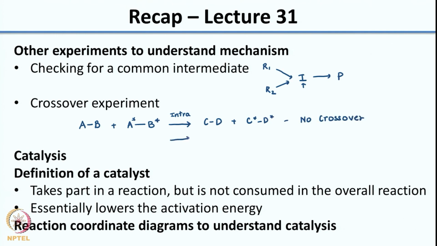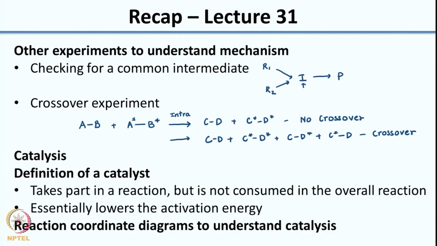The other situation is where it involves ionization or fragmentation. In that case, the products you get would be CD plus C star D star as before, but you also see what is called crossover. So, you will see CD star and C star D. So, you see crossover. We also looked at examples as to how this can be used to determine whether the reaction is going by an intramolecular rearrangement or fragmentation.